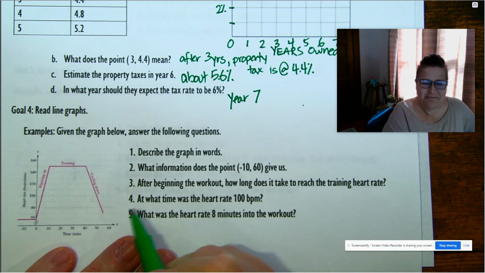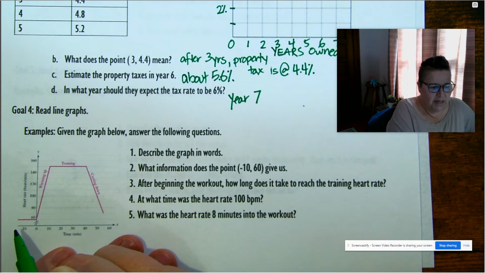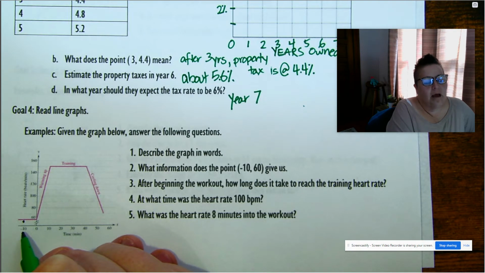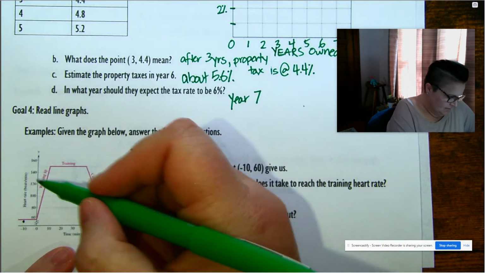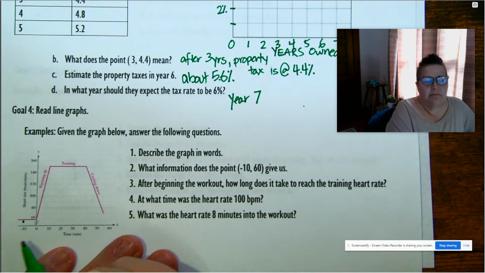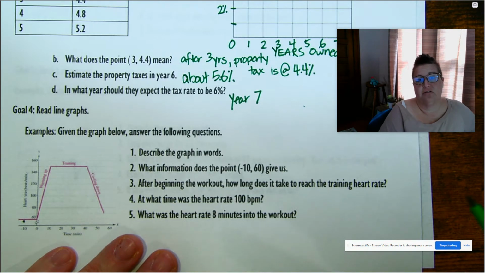Problem number 2. What information does the point -10, 60 give us? So over here, we've got this point -10, and then we're at 60. I believe that what this tells us, since they started exercising here, right? That's where they started and going up. I believe that the point -10, 60 is telling us what their heartbeat was prior to starting exercise. So 10 minutes before they started exercising, because it's a -10, it's before they started exercising. So 10 minutes before they started exercising, their heartbeat was at 60. So their resting heartbeat was at 60 beats per minute.